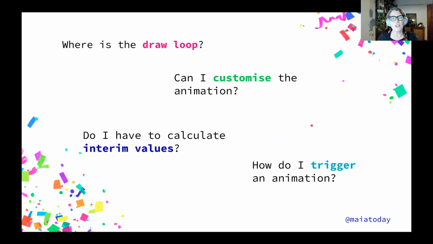So when I started looking at this, I had some questions in mind. So the first question I had was, where is the draw loop? Now, I know that's an imperative question and I should be declarative if I'm using Compose, but I still kind of wanted to understand where in the code would the screens get updated. Then the next question I had was, can I customize the animations? Do I have to calculate the interim values? I sincerely hope not. And how do I trigger an animation to start or stop?